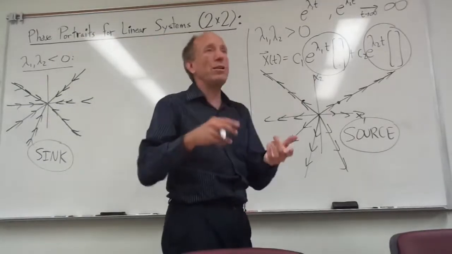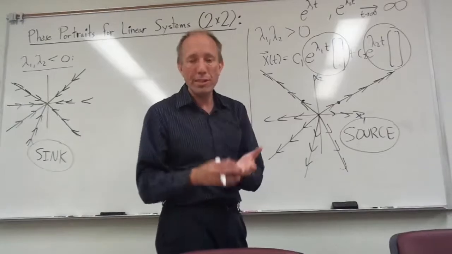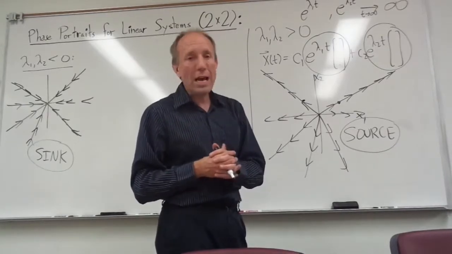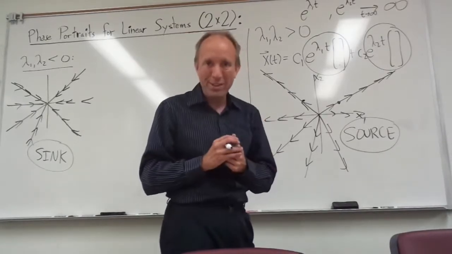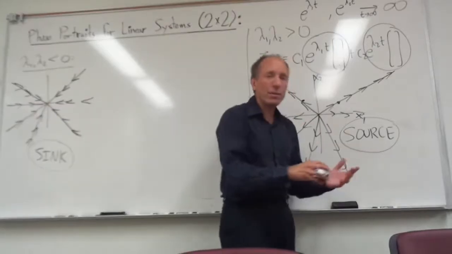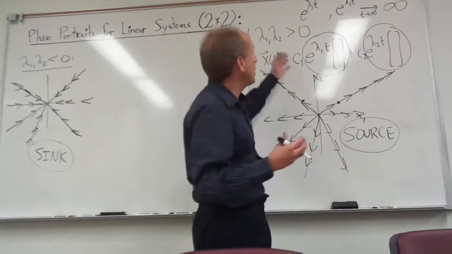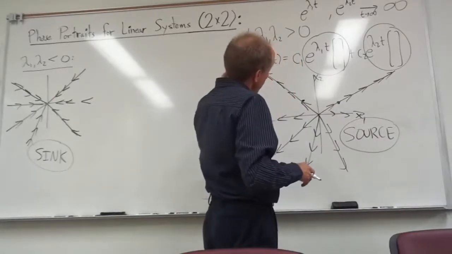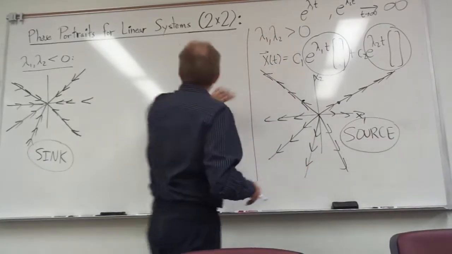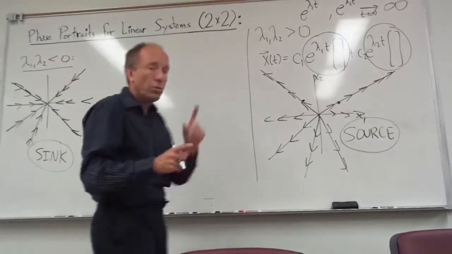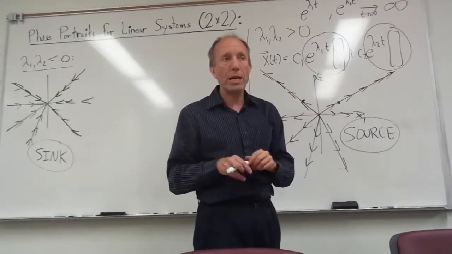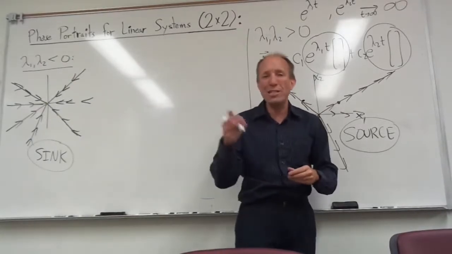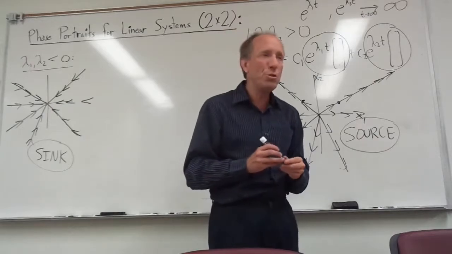To decide whether you have a saddle or a source or a sink, you only have to know about the lambdas. You don't have to find the eigenvectors. You don't really need to actually find this solution here. You just need to know whether the lambdas are both positive, both negative, or one of each. I'm kind of assuming the matrix is non-defective. It's a 2 by 2 matrix.